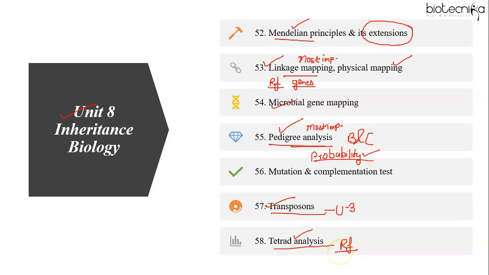And also you need to know about the order of the ascospores, especially the ratio of the ascospores we get in case of ordered analysis. And also you need to be familiar with terms like tetratype, parental ditype, and NPD, non-parental ditype. So either numerical questions or figure-based or statement-based questions are asked from here.